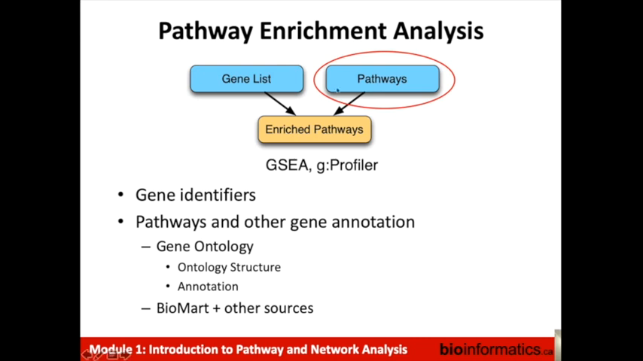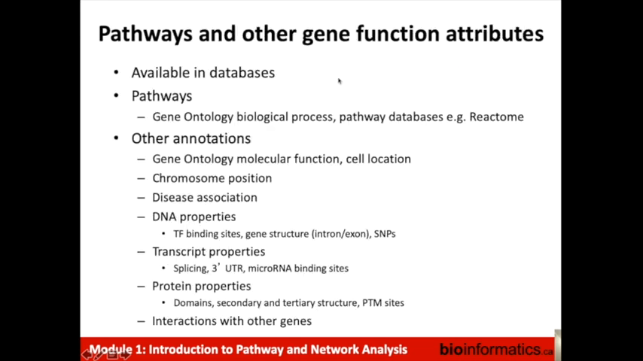So now coming back to pathway enrichment analysis and its requirements, we talked about gene lists. Now we're going to talk about pathways. Pathways and other gene function attributes are used in pathway enrichment analysis. There is a lot of information available in databases. A good source of pathway information is gene ontology biological process terms, also pathway databases like Reactome, which we'll learn about in the workshop.